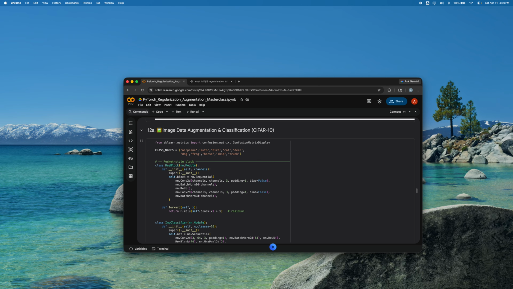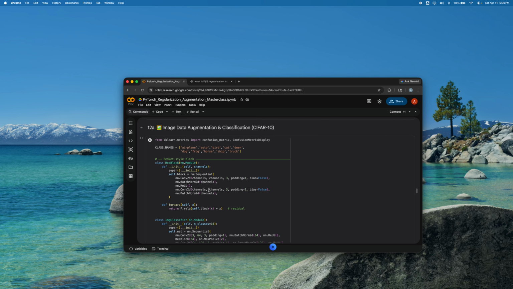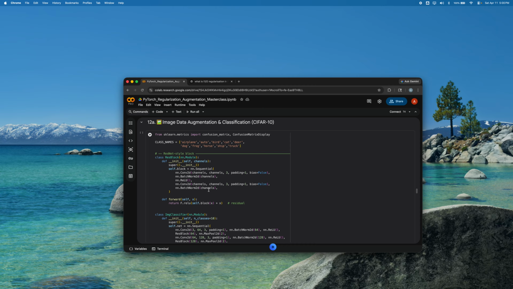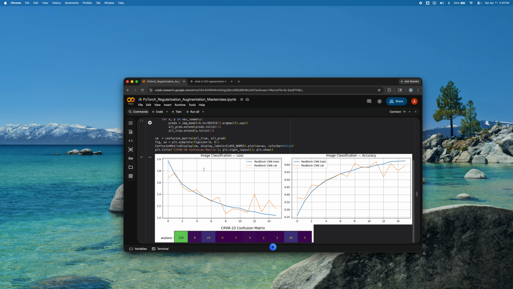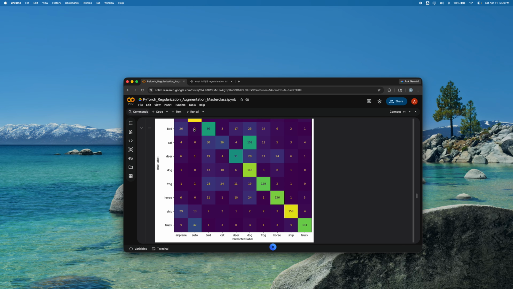Then we have augmentation across 7 data types. This final section extends augmentation to domains beyond images. So we have 12A, which is classification with a ResNet-style architecture. A residual block adds a shortcut connection, so the input is added to the output, which helps very deep neural networks train without vanishing gradients. Then here you can see the performance of it.